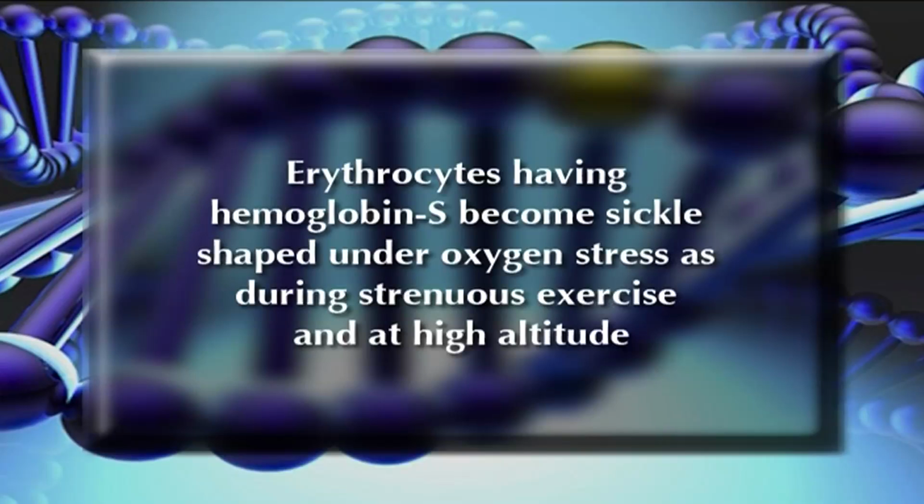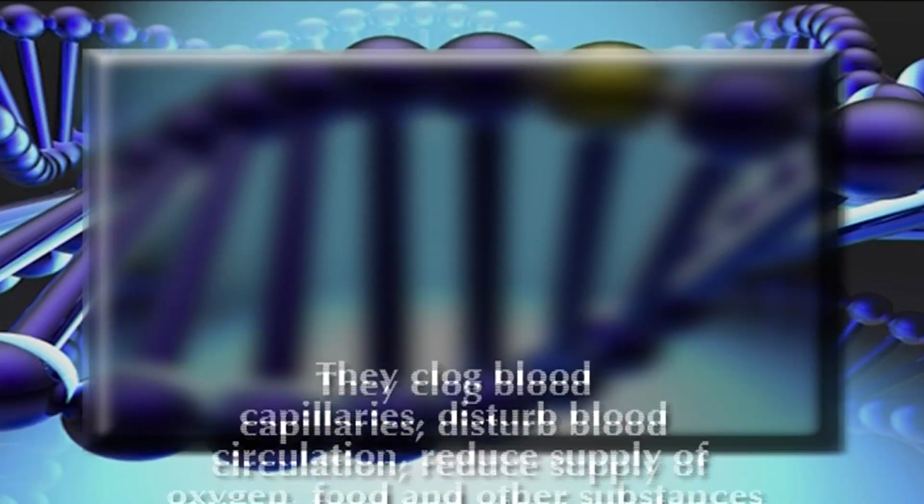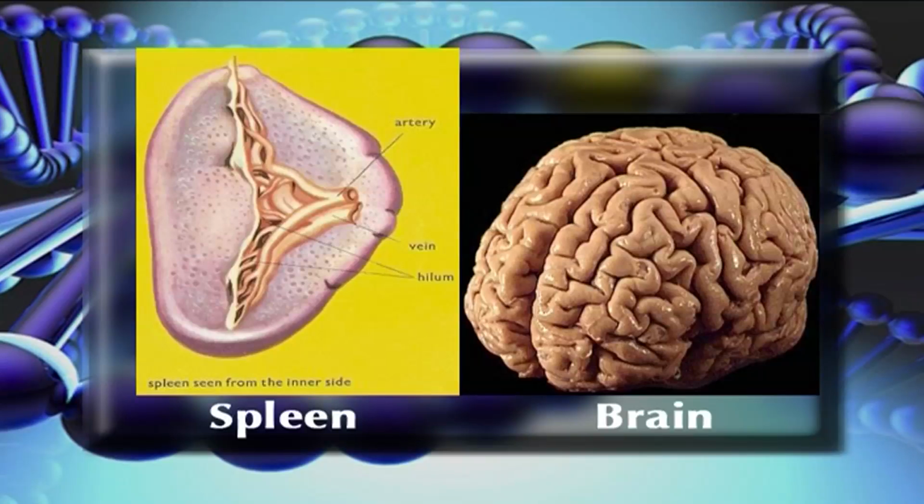Erythrocytes having hemoglobin S become sickle-shaped under oxygen stress, as during strenuous exercise and at high altitude. The cells also have a tendency to clot and degenerate. They clog blood capillaries, disturb blood circulation, and reduce the supply of oxygen, food and other substances. The spleen and brain get damaged.